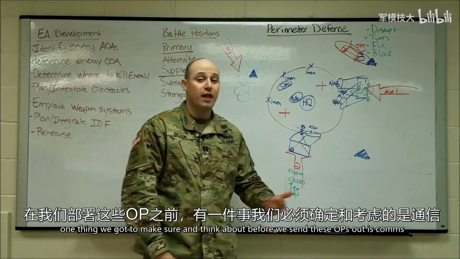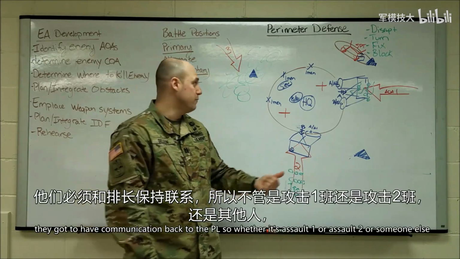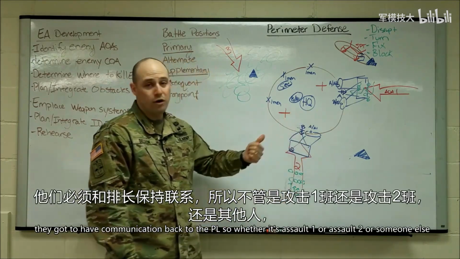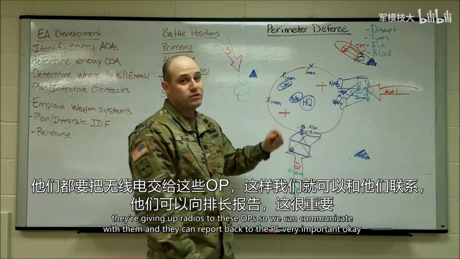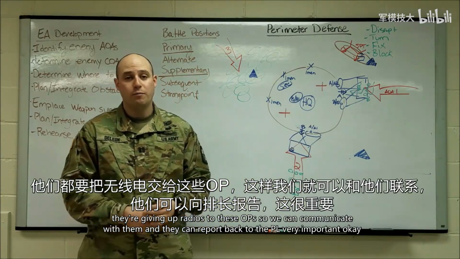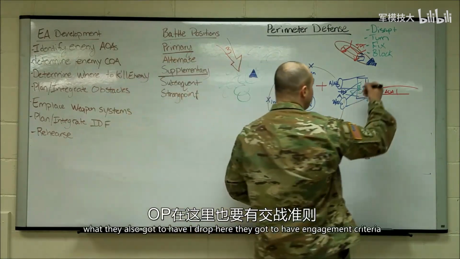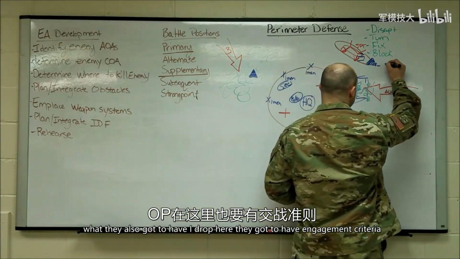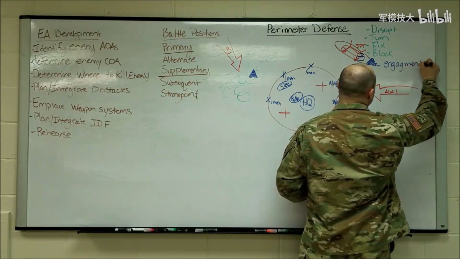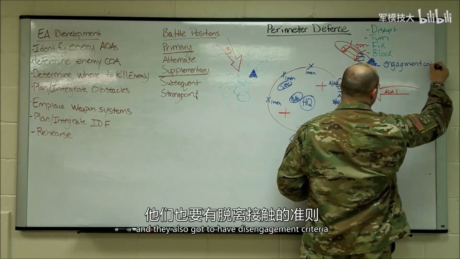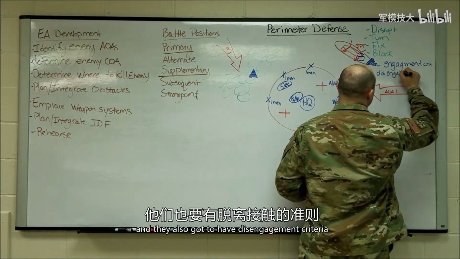One thing we got to make sure and think about before we send these OPs out is comms. They got to have communication back to the PL. So whether it's Assault 1 or Assault 2 or someone else, they're giving up radios to these OPs so we can communicate with them and they can report back to the PL. Very important, okay? What they also got to have, I'll draw it over here, they got to have engagement criteria. And they also got to have disengagement criteria.